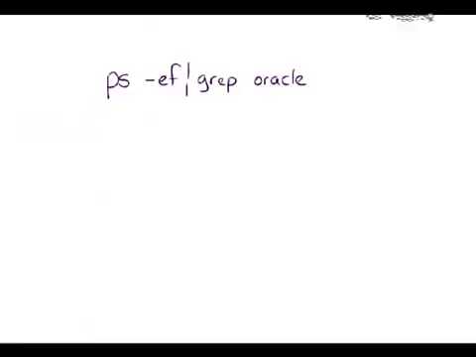Now, if you're on Unix or Linux, then issuing ps -ef, pipe that to grep oracle, that's going to list all of the processes that are owned by Oracle. So you're going to see multiple processes. You'll see one for SMON, PMON, log writer, database writer, and so on.